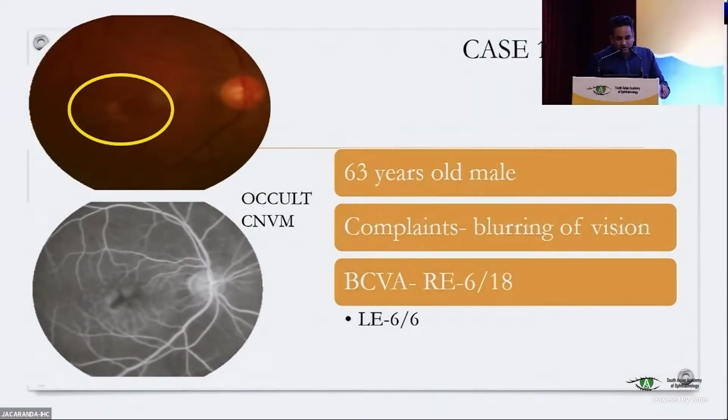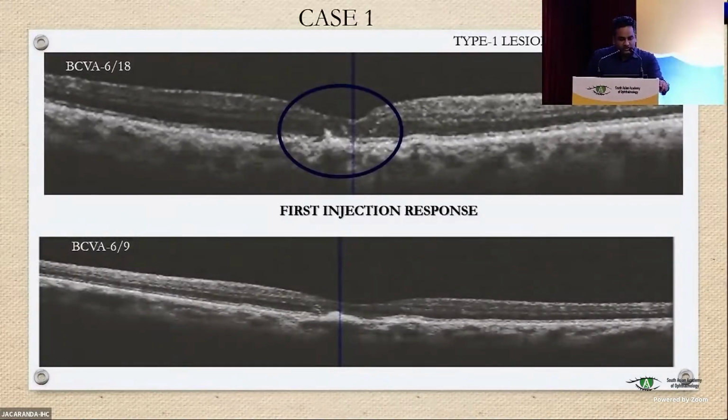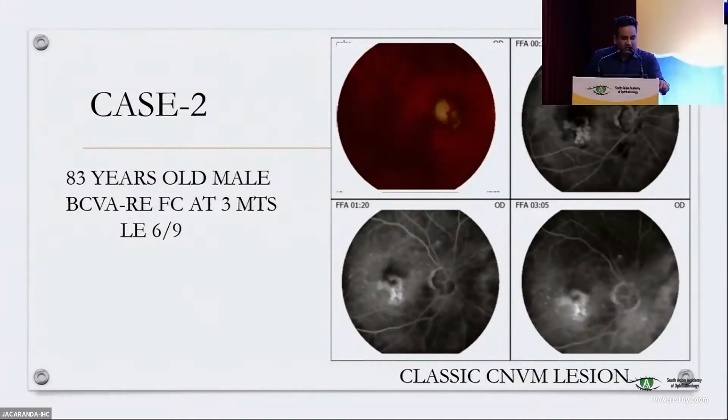Starting with the cases, we had a case, a 63-year-old male, who complained of blurring of vision in the right eye. BCVA was 6/18. On examination, it had a suspect lesion. We did an FFA, which gave an occult CNVM, a type 1 lesion on OCT. This is only the first injection response of Vizumab. BCVA increased from 6/18 to 6/9, and the lesion almost flattened with all the intraretinal fluid resolved. Moving on to the second case, an 83-year-old male, BCVA was finger counting at 3 meters.